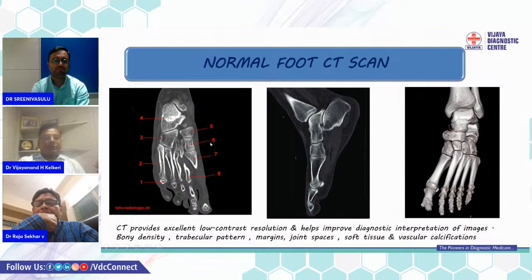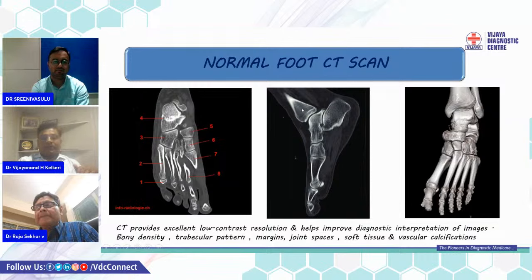This is just for showing. Okay. What you are seeing here, you are seeing multiple tarsal bones and four metatarsal bones, and you are seeing a few phalanges. And you can also see all these metatarsophalangeal joints and intertarsal joints, which are seen very clearly. The margins are very smooth, and the soft tissue around these bones is also very clear.